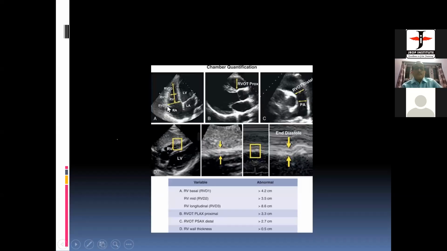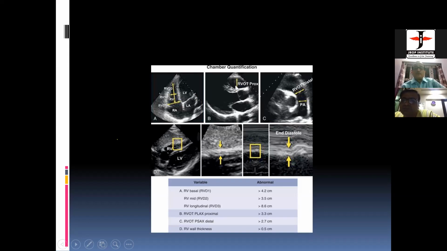See, this is from one annulus to annulus. Do not take the measurements of the RV from annulus to annulus. Just above the annulus is a dilated portion of the RV. So, from inner edge to inner edge is the basal measurement. And from the midpoint to the apex is a long axis. And this is the mid cavity measurement, inner edge to inner edge.